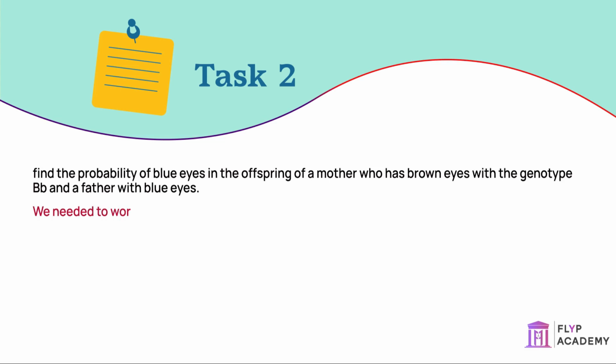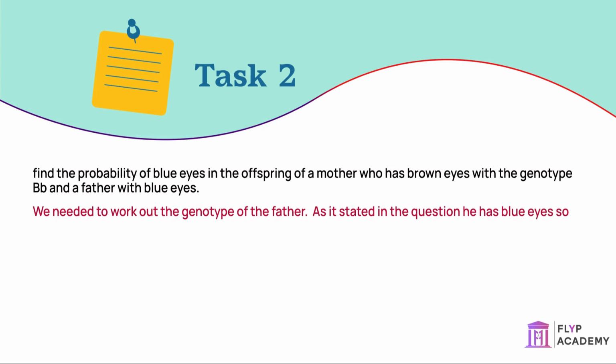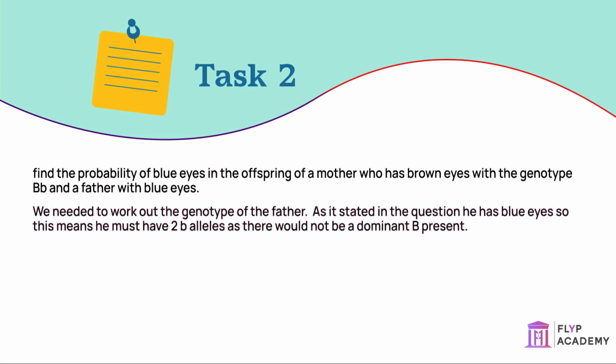We needed to work out the genotype of the father. As stated in the question, he has blue eyes, so this means he must have 2 b alleles, as there would not be a dominant B present.